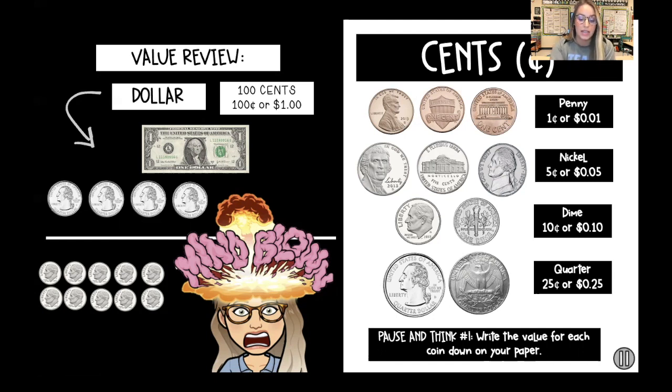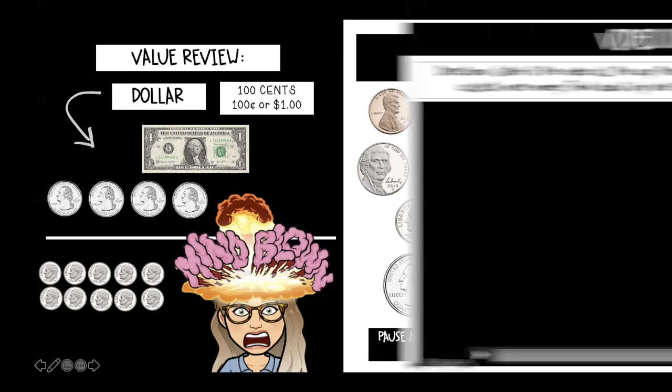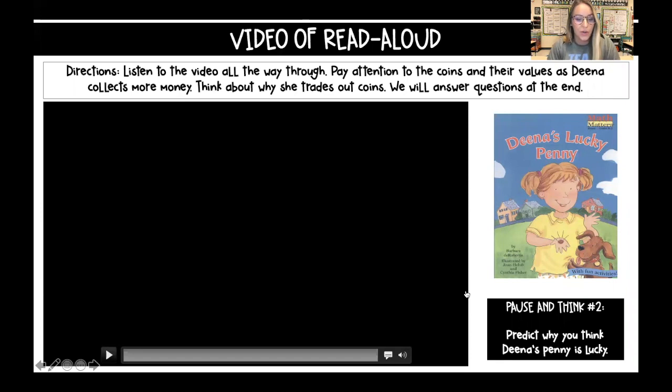Our first pause and think question is write the value for each coin down on your paper. So on your paper, I want you to write a penny, 1 cent, nickel, 5 cents, and so on for all 4 different coins. So go ahead and pause the video here, answer that question, and press play when you're finished. All right, so we are going to move into our read aloud.